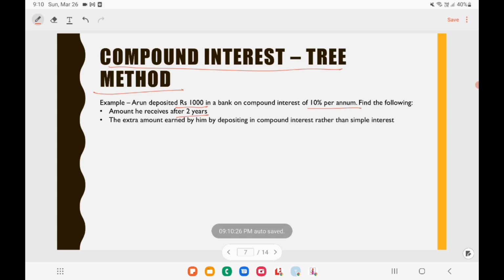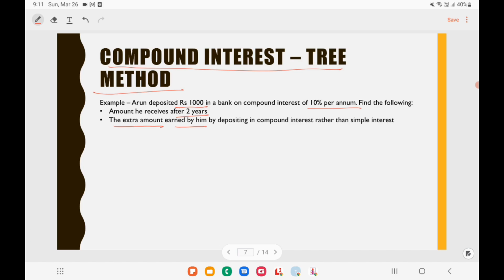Now there is an extra question I have added here. If you see the second one, we need to find the extra amount earned by him by depositing in compound interest rather than simple interest. I already told you, while discussing the concept of compound interest and simple interest, that if you put the same amount of money for the same number of years at the same interest rate in simple interest and compound interest, you will get more interest in compound interest, right? So here the question asks, if you put the same amount of money in simple interest as well, what is the extra money that you will receive if you put the money in compound interest? That also we need to find out.